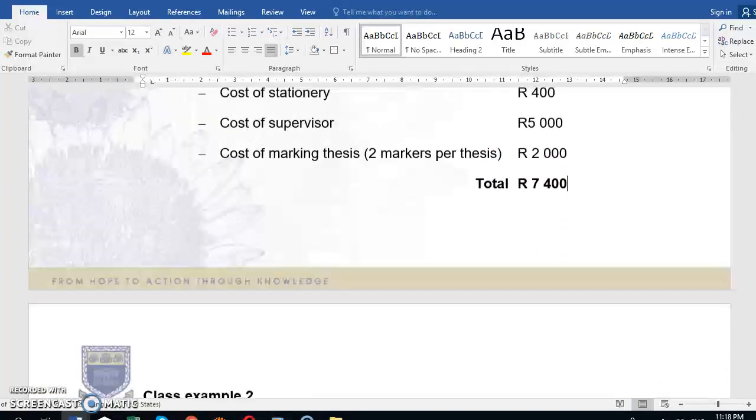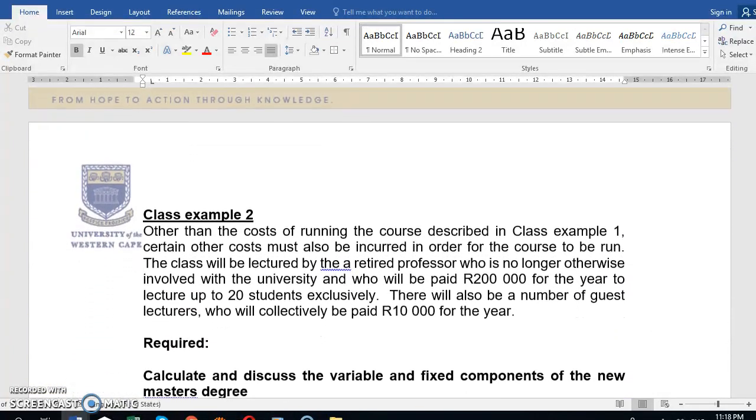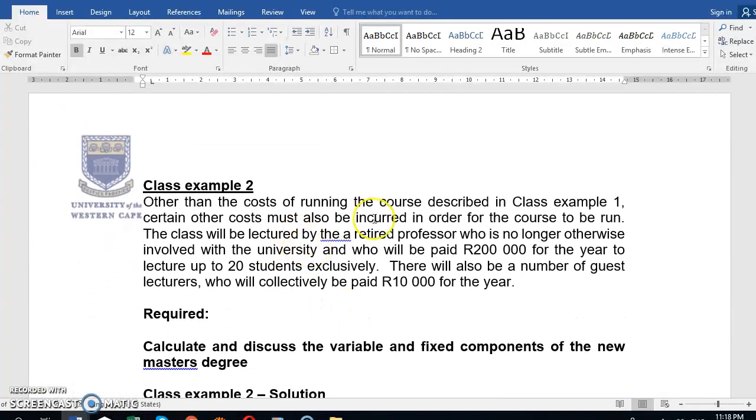Okay, second example, with basically similar information other than the cost of running the course. In example 1, certain other costs may be incurred to run the course. The class will be lectured by a retired professor, who will be paid $200,000 for the year to lecture up to 20 students. There will also be a number of guest lecturers who will collectively be paid $10,000 for the year. Calculate and discuss the variable and fixed components of the new master's degree.